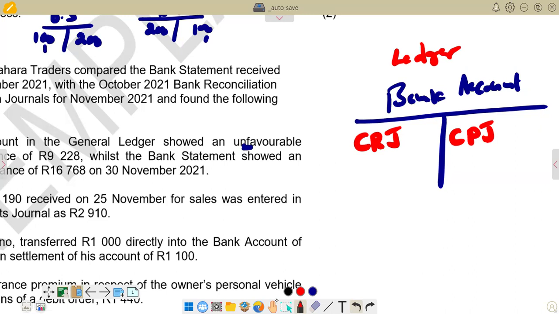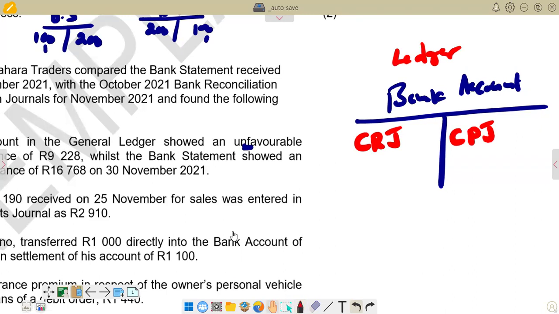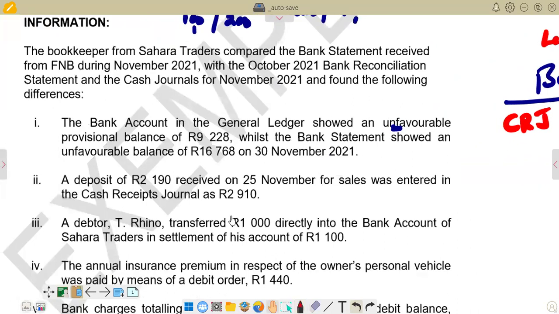So we can go back to our error that transpired. We are saying a deposit of 2,190 received on 25 November for sales was entered in the cash receipt journal as 2,910. So the cash receipt journal is on the debit side. It means we entered a bigger figure than what was supposed to be entered. The correct figure is 2,190, but it was entered as 2,910 on the debit side. So what does it mean? It means we have to cancel that amount which was overstated.